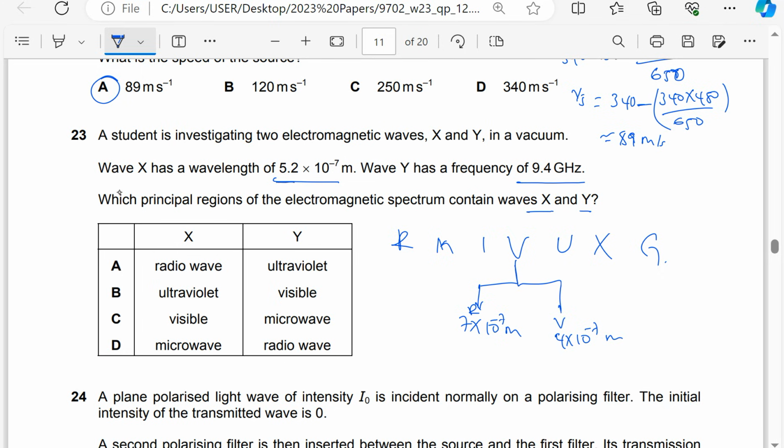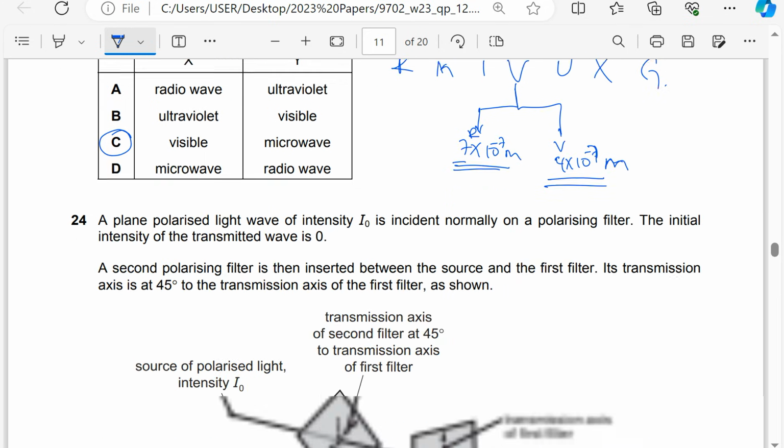So it means 5.2 times 10 to the power of minus 7 is in the visible region. And that means X is in the visible region. Without checking the rest, the answer is C. Because X is in the visible region, a wavelength of 5.2 times 10 to the power of minus 7 is in between 7 times 10 to the power of minus 7 and 4 times 10 to the power of minus 7. You must know these wavelengths for visible light. So the answer is C.